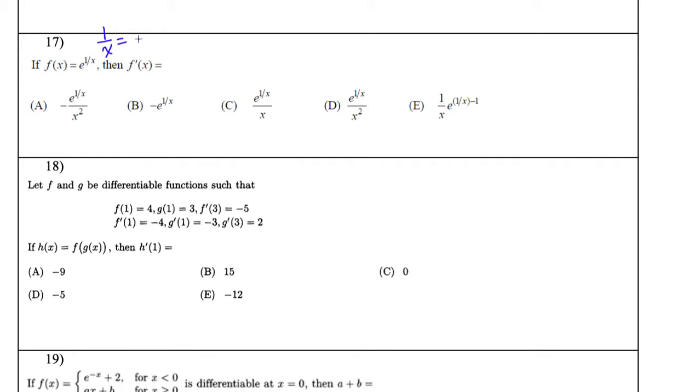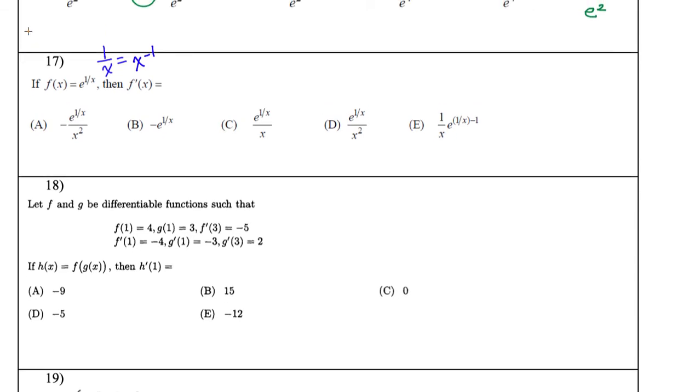1 over x can be rewritten as x to the power of -1. It makes your life so much easier because there are no fractions. So that means I can think of this whole function, then, I'm running out of room, I'm going to do it up here. e to the power of 1 over x can be rewritten as e to the power of x to the power of -1. There's like a chain of powers here.